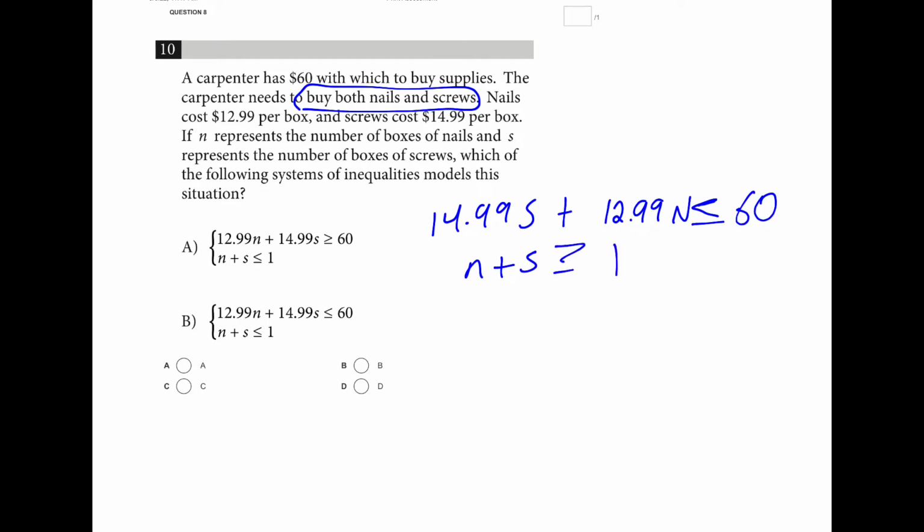And this is the one where I accidentally cut off the answer. But those are my inequalities. The price is less than or equal to 60, and they have to be bigger than 1 when you add them together. So either C or D.